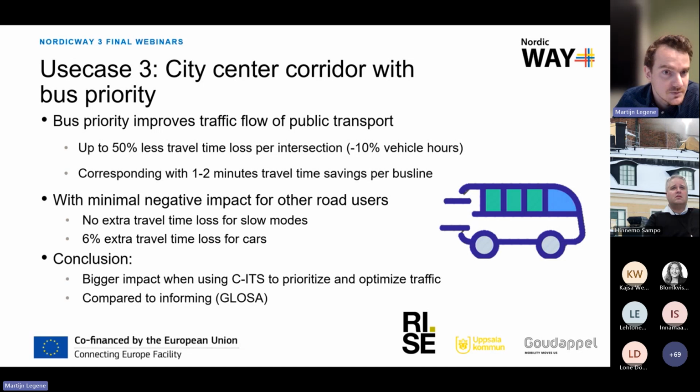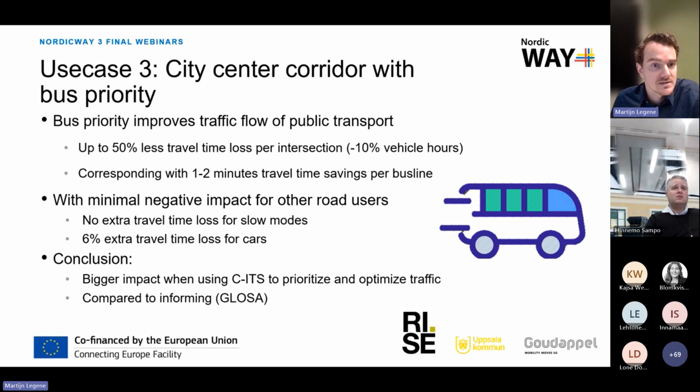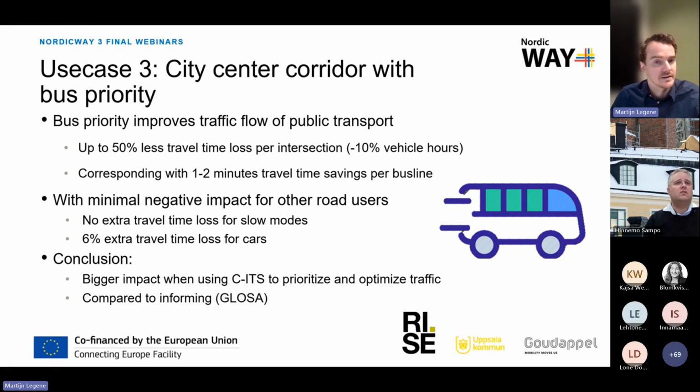And that could mean a 10% reduction of the travel time of public transportation going through it. And this means 1 or 2 minutes travel time savings per bus line, which is both nice because you can be quicker from A to B, but also it has planning implications. So possibly make it easier to implement a schedule if you have a few minutes extra flexibility. We implement this with minimal negative impact for other road users, which means no extra travel time loss for slower modes, such as biking or pedestrians, and maximum 6% extra travel time loss for cars we allowed in the city center of Uppsala.